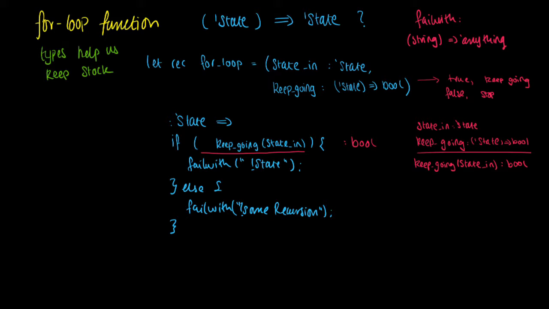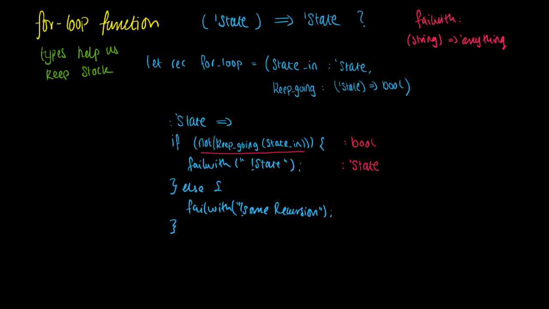So we write let for loop of state in of type state, keep going of type state to bool, all has a type of state, goes to if not of keep going of state in, then fail with some state, otherwise fail with some recursion. Now we want to fill in fail with some state with something of the right type. We know for loop has type state, comma, state to bool goes to state, and so the thing on the right of the arrow, the whole if expression, has type state.